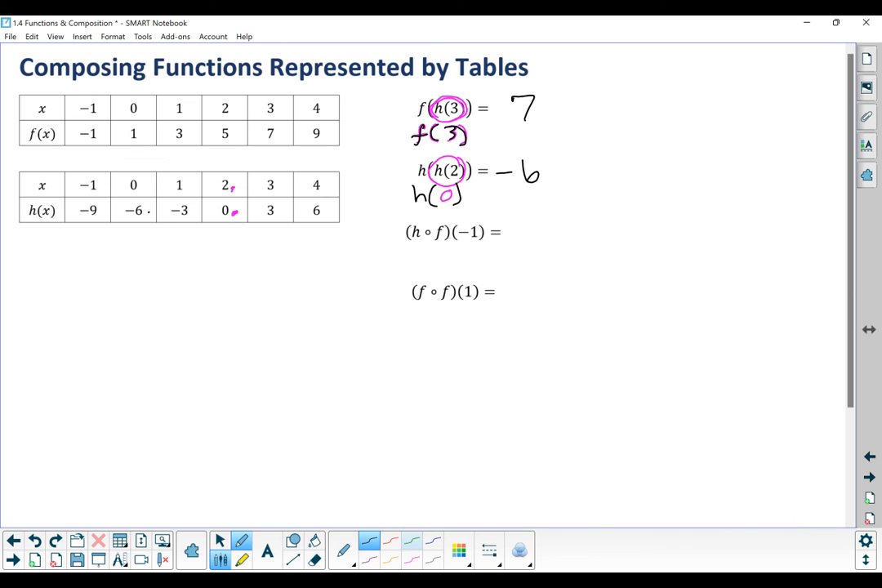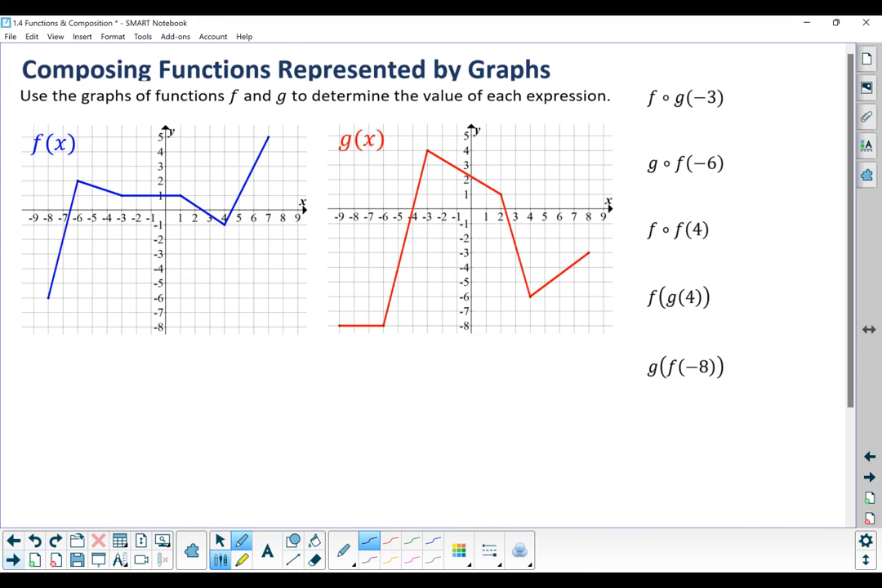I'll do one more of these. H of f of -1. So this is the other notation, but remember we just start with that inner function. F of -1. Here's the input -1. F gives an output of -1. And we want to apply function h to that value. So the -1 becomes our input for function h, and the output we get is right here, -9. I'm going to skip that last one for the video.